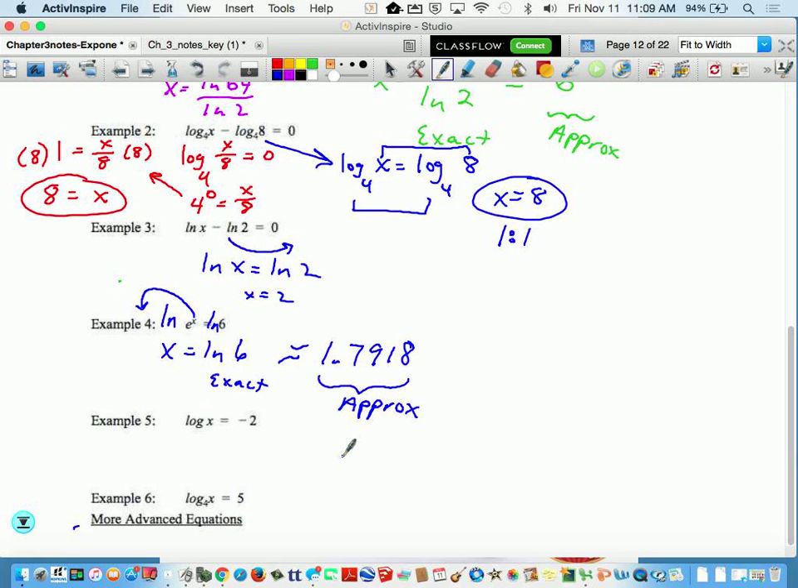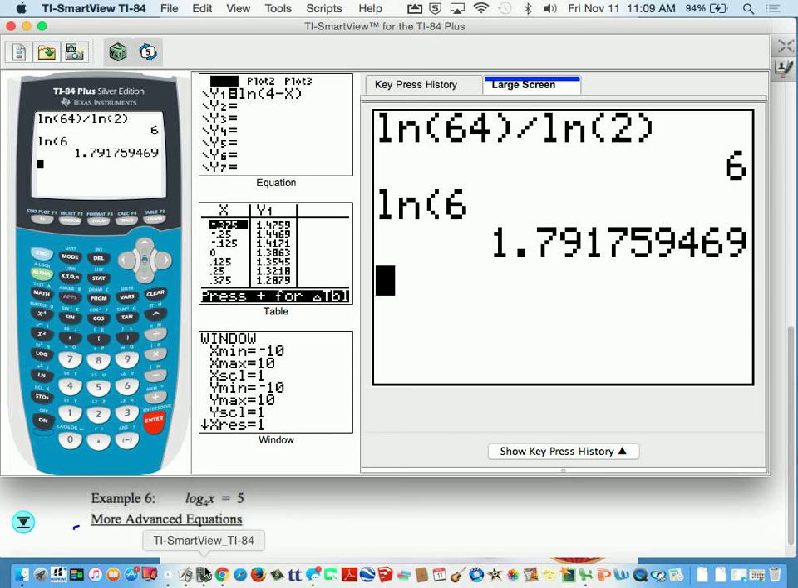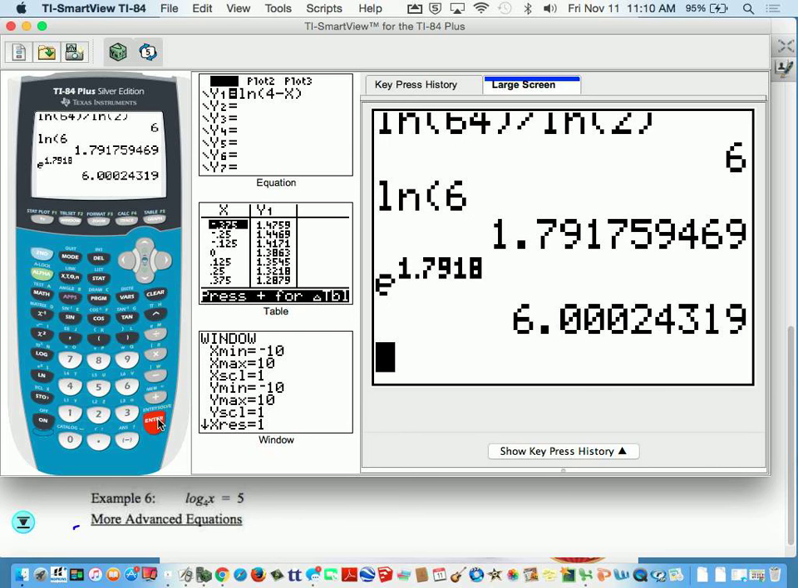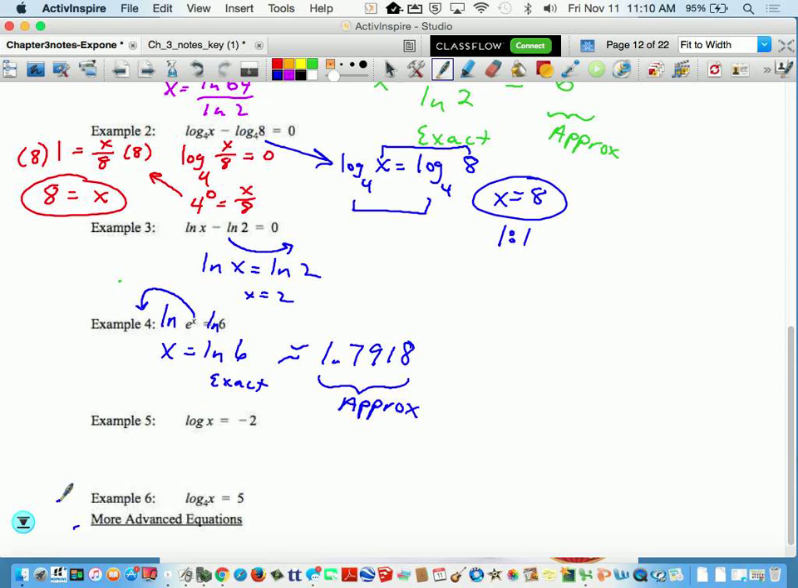And the reason why some students like to go to the approximation is they want to plug that number back into the problem. So if I go back here and I do second ln, e raised to 1.7918, because I'm rounding or using approximation, it won't be exactly 6, but it'll be really close. Right? So it's 6.000. So now I know I have the right thing. So that's why some students do like to write the approximation. They want to be able to plug that number back into their problem.